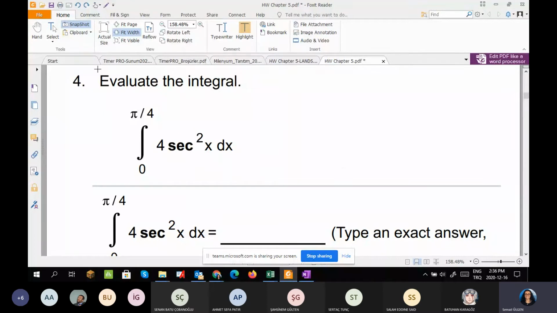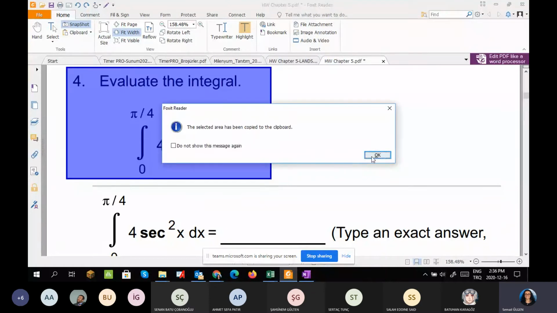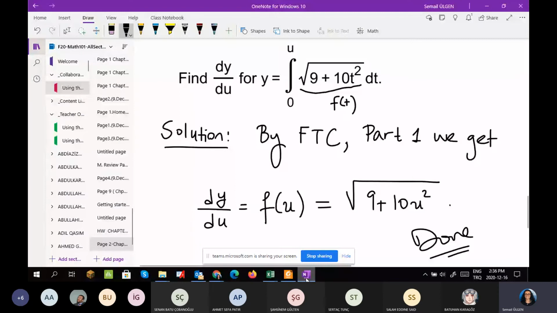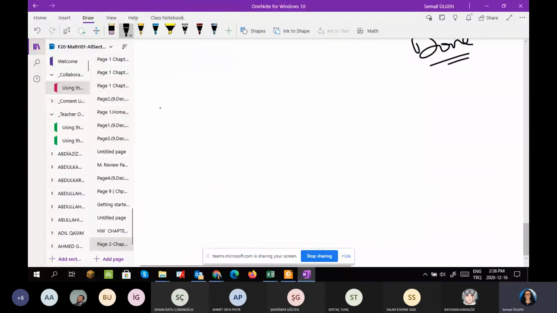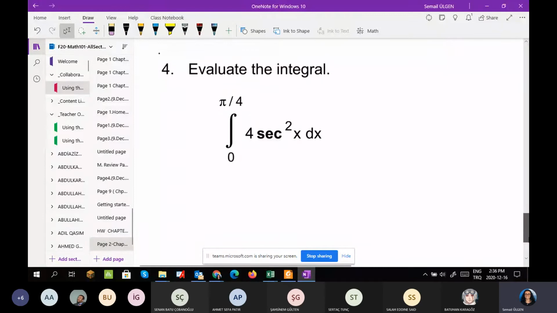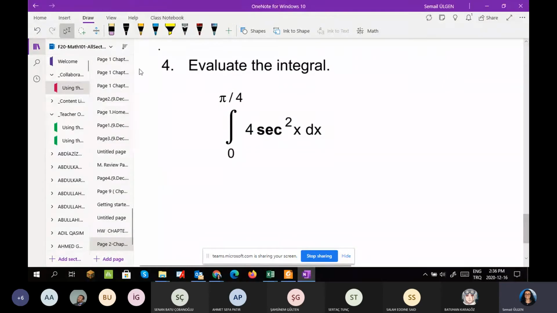Let's look at this, and I'm going to do the screenshot again. So here's the screenshot. Okay, this looks perfect. Let's do the solution. What's this integral?